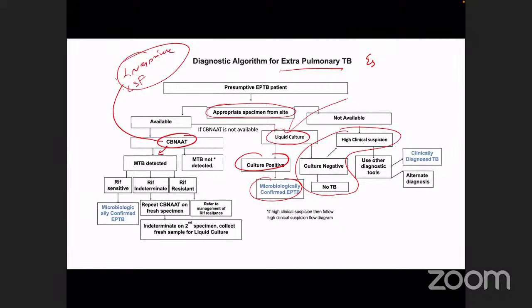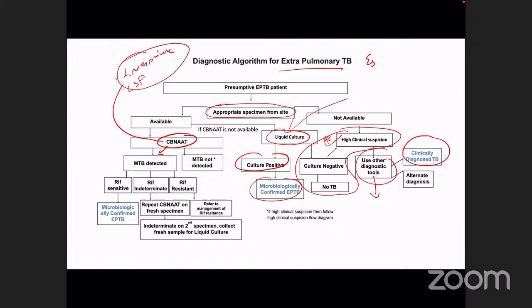culture done, which is rapid as compared to the solid culture. And based on that, you can diagnose culture positive. If it's culture positive, it is great. But many times you don't even get culture positive, and if you have high clinical suspicion, and based on other ancillary evidence of tuberculosis, you can still start the treatment of tuberculosis. I just told you the other diagnostic tools, that is either CT, X-ray, or any other fluid report. Based on that, you can start the treatment of tuberculosis.